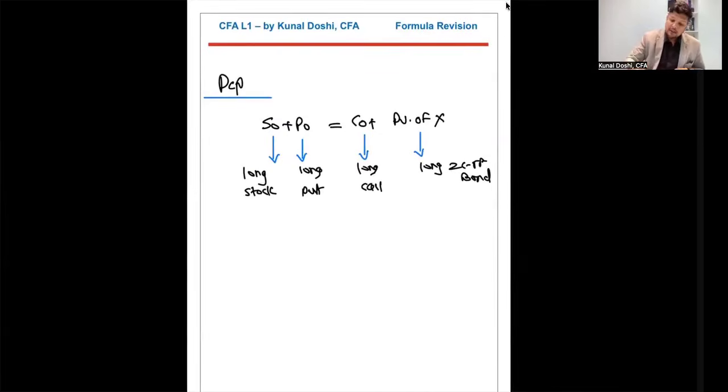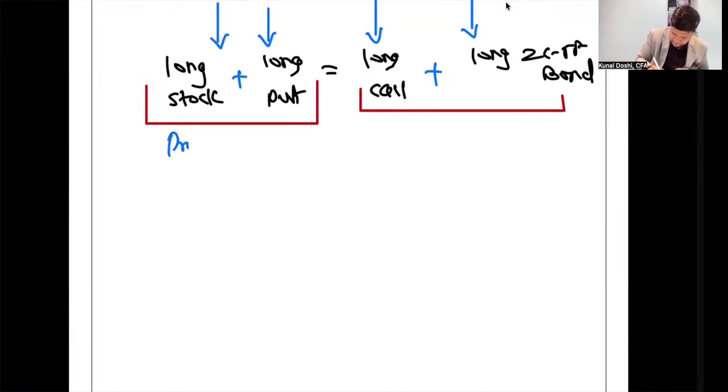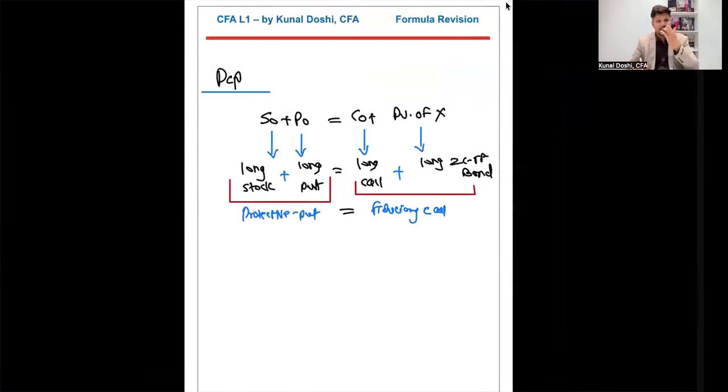Remember, all these are long positions, but if you want to replicate, if you take the other side, the long will become short. These positions do have a name which you should very much remember. What are the names of these positions? The first one is called protective put. And the second one is called fiduciary call. Remember, the payoff of both is always the same on maturity. That's why we call it put call parity.